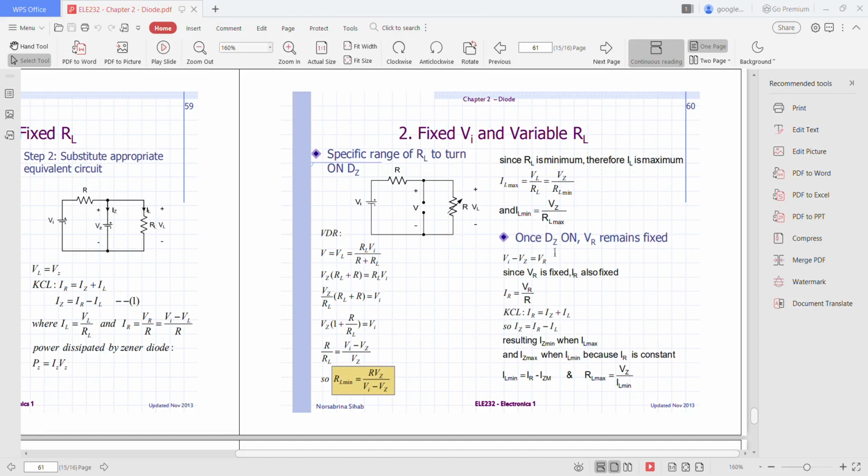Once the Zener is on, VR remains fixed. So the equation is Vin minus Vz equals VR. Since VR is fixed, IR is also fixed, and the equation will become IR equals VR over R. So by applying KCL at the figure, you will get IR equals Iz plus IL. So Iz equals IR minus IL.